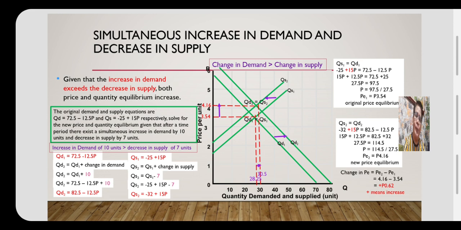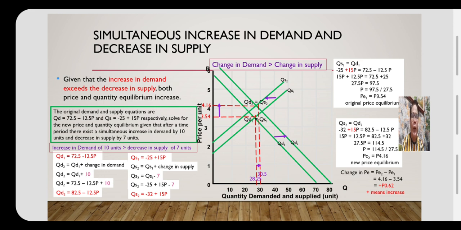Now let us go to the next step, and that is to derive the new supply equation. To derive the new supply equation, once again, we have to add the change in supply to the original supply equation. Since the original supply equation is given by negative 25 plus 15p, and the change in supply is a decrease by 7 units, we have to introduce negative 7 to represent the change in supply. Negative because of the decrease.